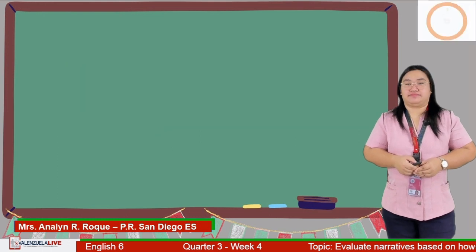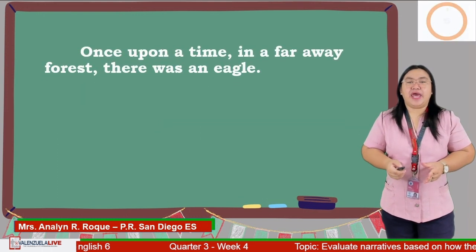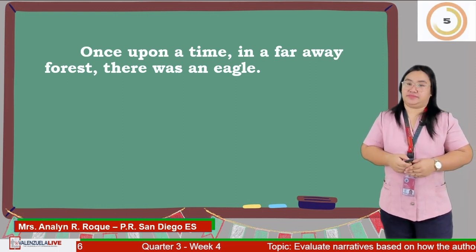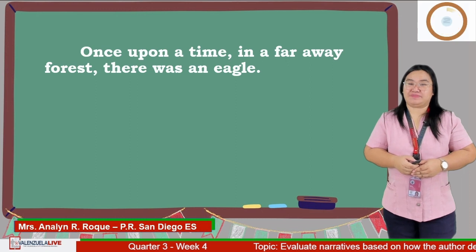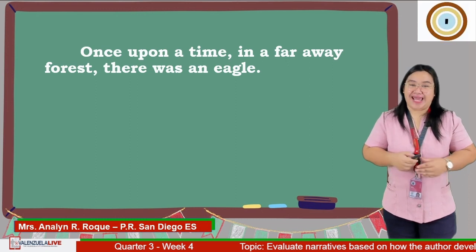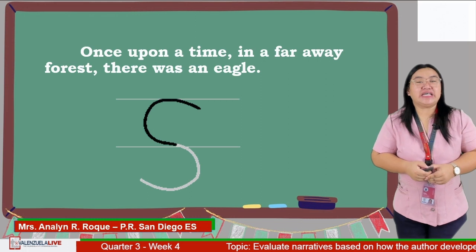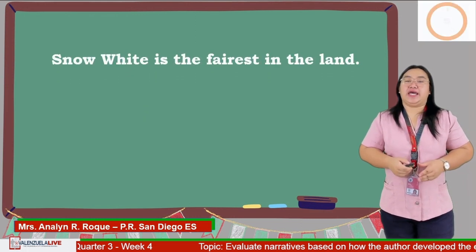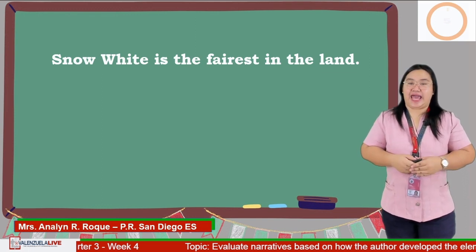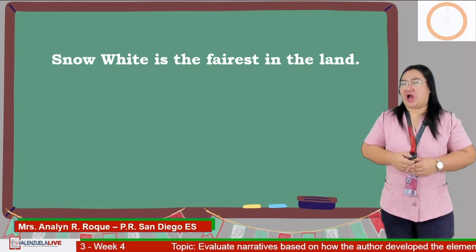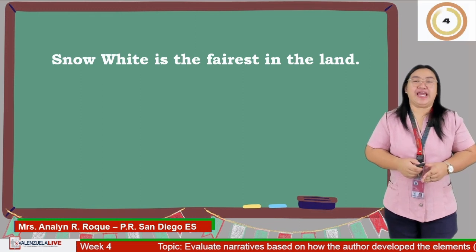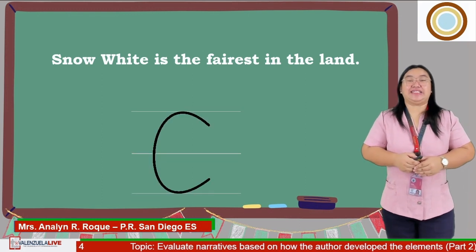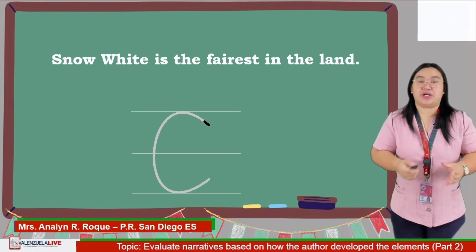For number 3, once upon a time, in a faraway forest, there was an eagle. What is your answer? You are right. The answer is S for setting. And the last item, Snow White is the fairest in the land. What is our answer? Is it an S or a C? And your responses are correct. It is letter C, which is for character.